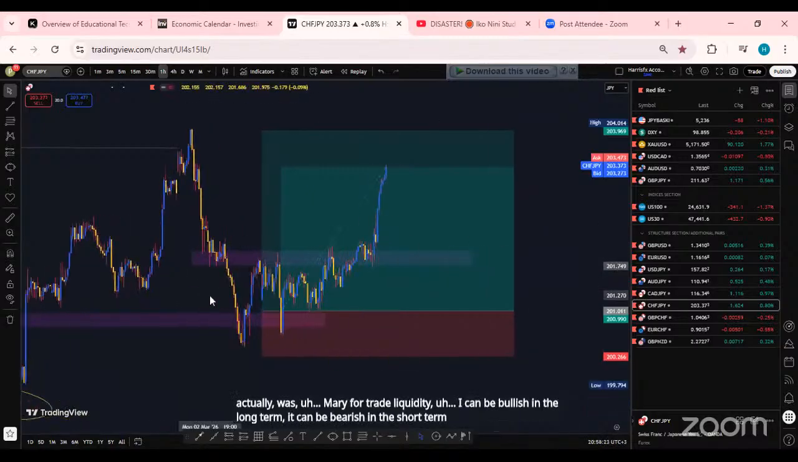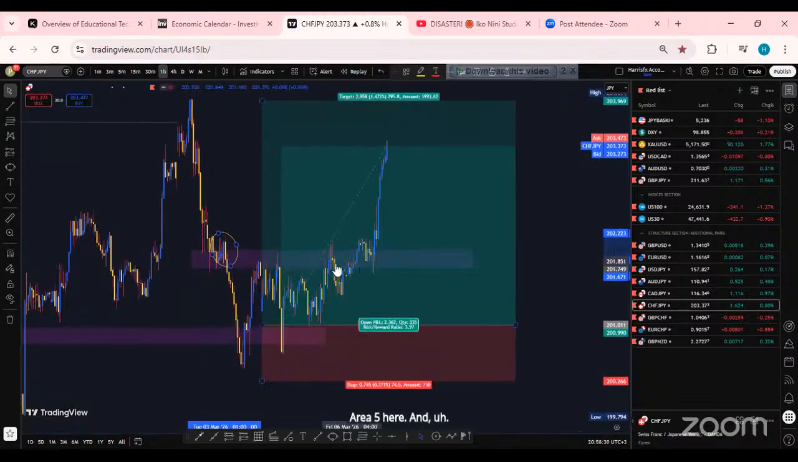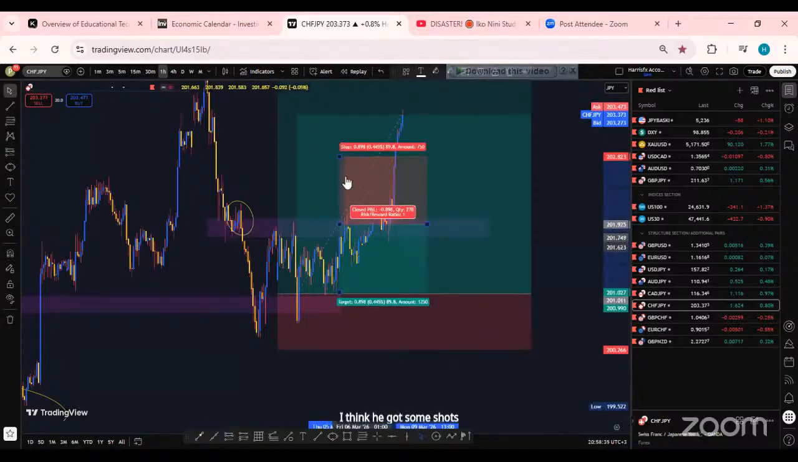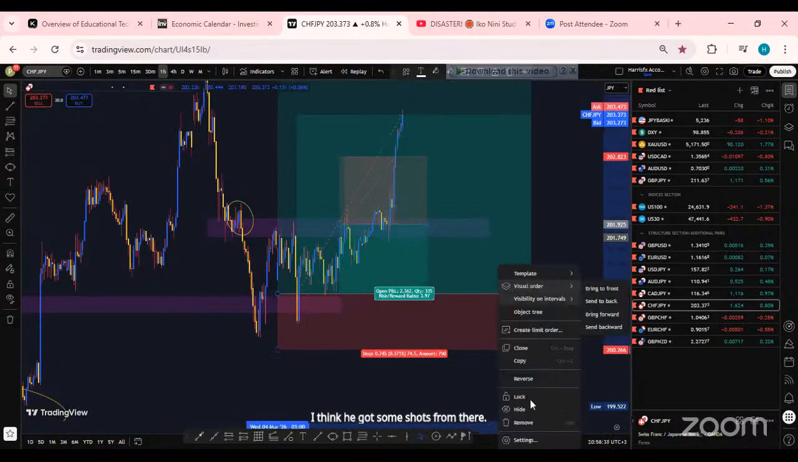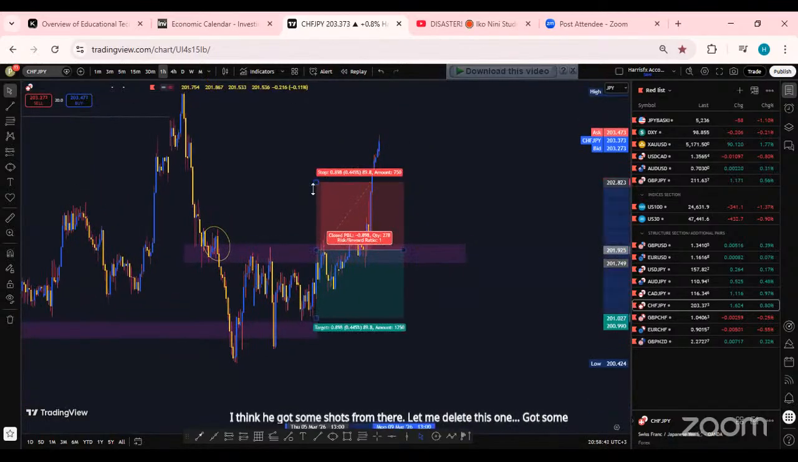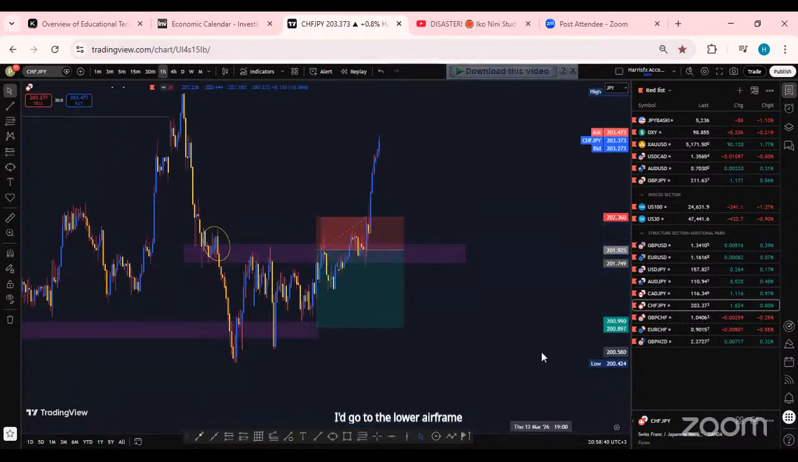I think there was a nice area 5 here, and on the lower time frame, after price came to that zone, I think he got some shorts from there. Even if you put your sell above that zone and go to the lower time frame, you could have gotten your entry. Around how many pips is this?